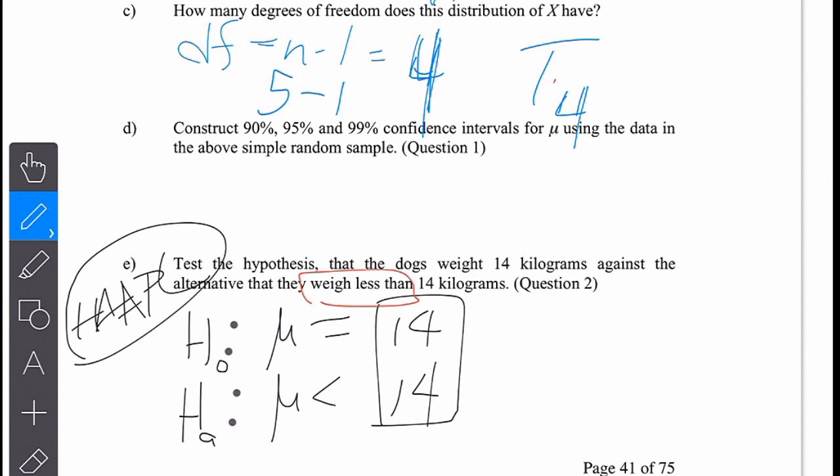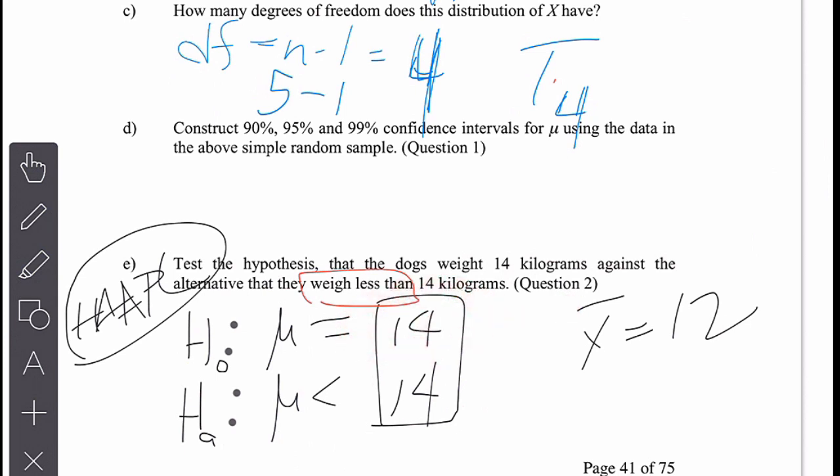Now thinking about it, we had an X bar of 12, so that's already less. But is 12 different from 14 given the variability of this variable, given the variation of this variable? Or is 12 and 14 pretty much the same number, given the numbers don't spread out too much? So that's what we need to test. So we're going to look for how different these are in terms of standard deviation from the mean of 14.